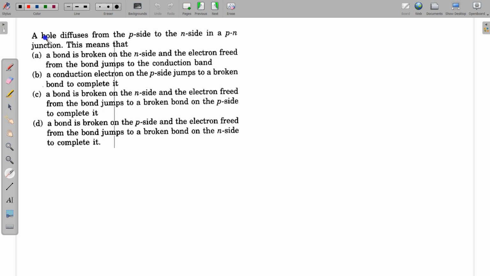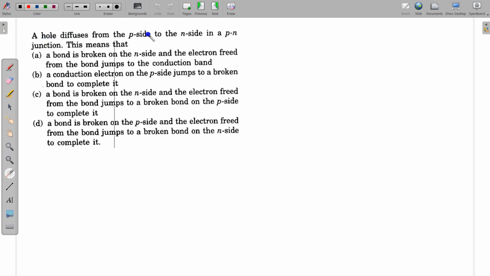Now let us take a question. A hole diffuses from the P side to the N side. As we have studied, there is diffusion, and diffusion is due to concentration difference. We say a hole diffuses from P side to N side in a PN junction. The question wants to ask what is actually happening, because there is no such thing as a hole. A hole is not a physical thing. We just talk in terms of holes. Actually there is movement of electrons, there is no movement of holes, because a hole does not exist. A hole is just our imagination. We talk in terms of a hole in the valence band.